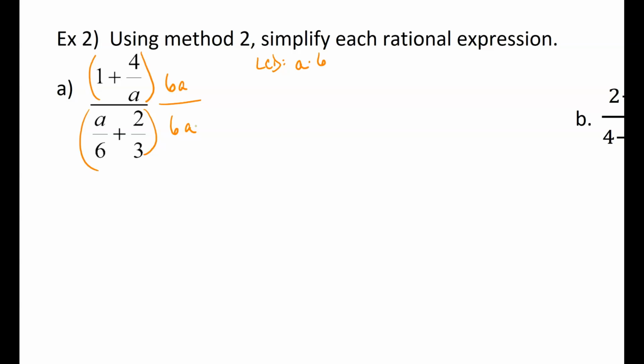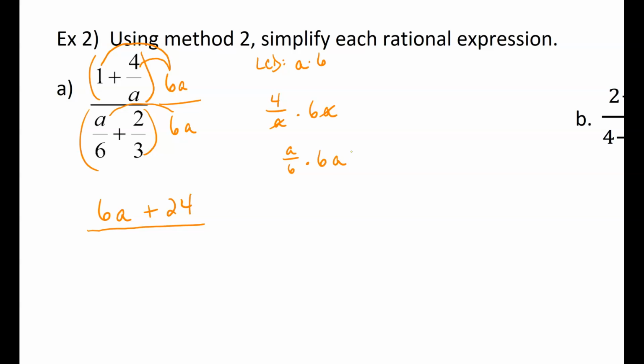All right, so being very careful to distribute this correctly. I now have 6A times 1, which is 6A. Now for the next one, I'm going to write it on the side here. I have 4 over A times 6A. What happens here? The A's will divide out, and I'm left over with 24. Now, my denominator, again, I'm going to multiply A over 6 times 6A, and I'm going to write it on the side again.